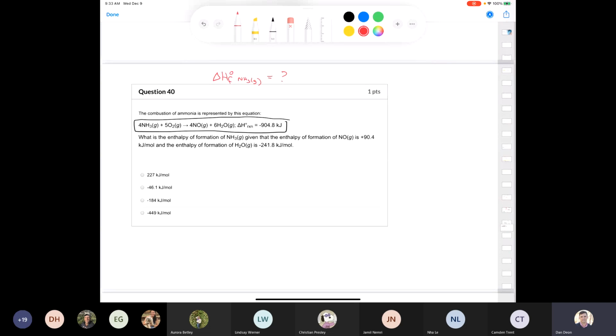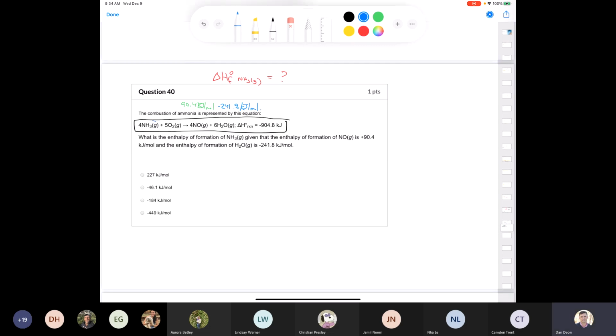Given that the enthalpy of formation of nitrogen monoxide is 90.4 kilojoules per mole, and the enthalpy of formation of water is negative 241.8 kilojoules per mole. Let's write those in. So above the NO, I'm going to write 90.4 kilojoules per mole. And then above the water, I'm going to write negative 241.8 kilojoules per mole. It's kind of tight here.